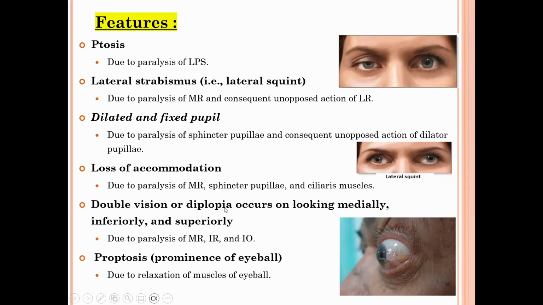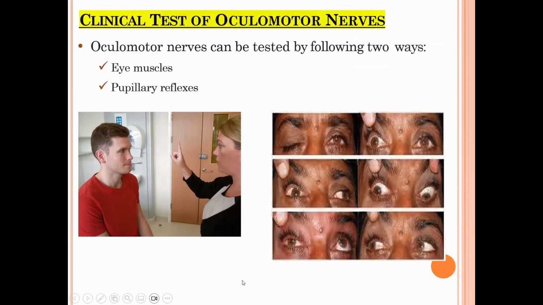There can be double vision or diplopia if looking medially, inferiorly and superiorly, again due to paralysis of medial rectus, inferior rectus and inferior oblique. And there can be proptosis, or you can see here prominence of eyeball due to relaxation of muscles of eyeball.